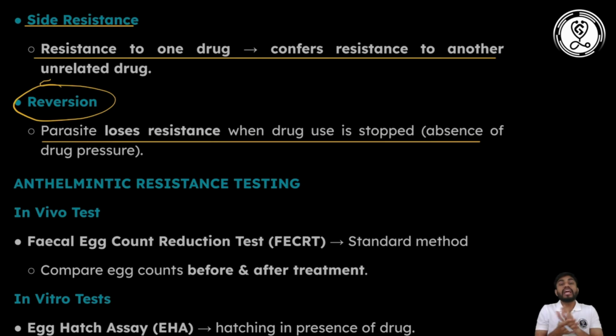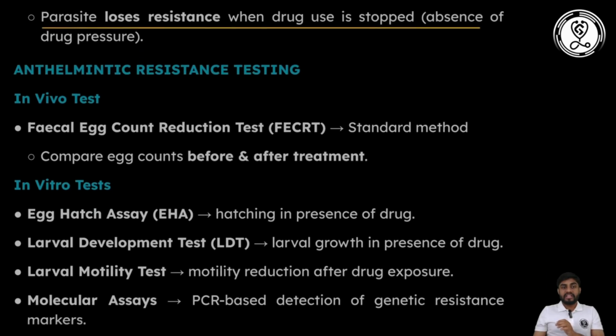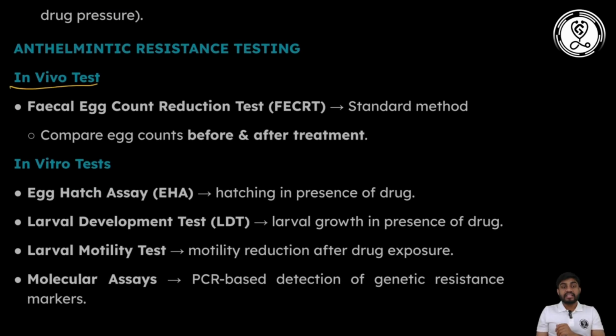Okay. Then how can we measure this resistance? Whether bacteria or parasites have acquired resistance or not, how can we measure it? There are two types of method. One is the in vivo method and the other is the in vitro method. For the in vivo method, the best example is the fecal egg count reduction test.